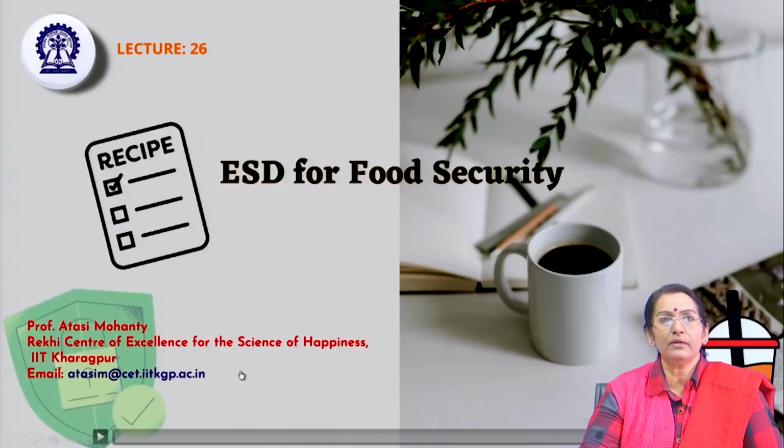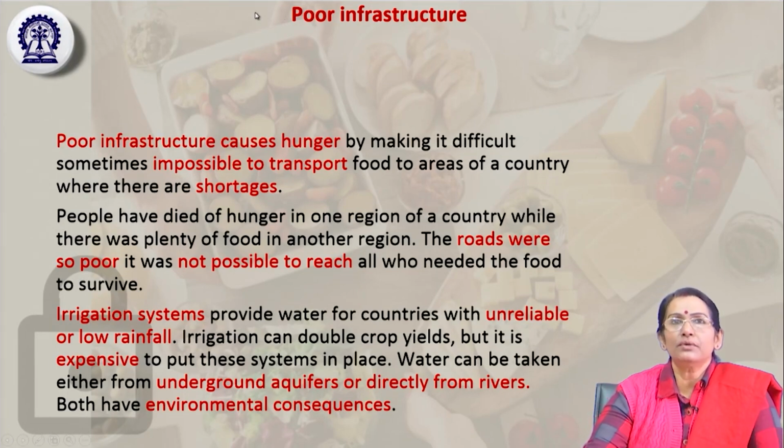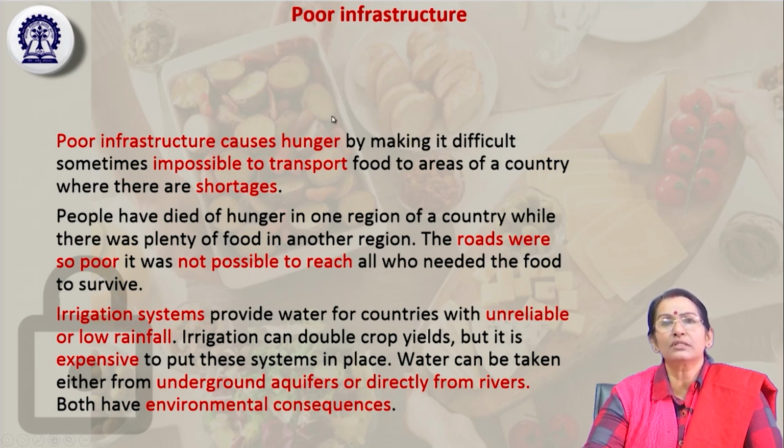To move ahead with this topic, now we'll be discussing other things like poor infrastructure. We are discussing the reasons for poverty and food insecurity, and we have already discussed many factors. Now another factor is poor infrastructure. How does it cause hunger and poverty? Because of factors like poor transport, shortage of food, wastage of food.